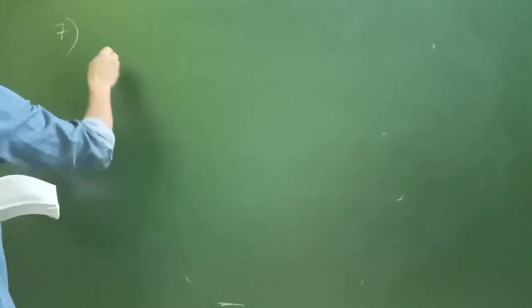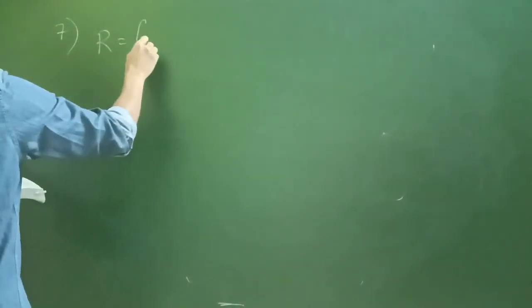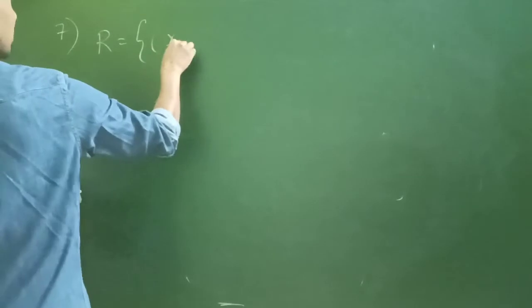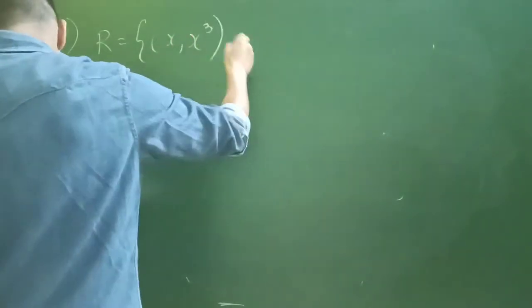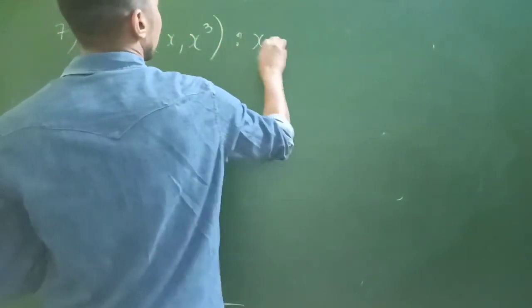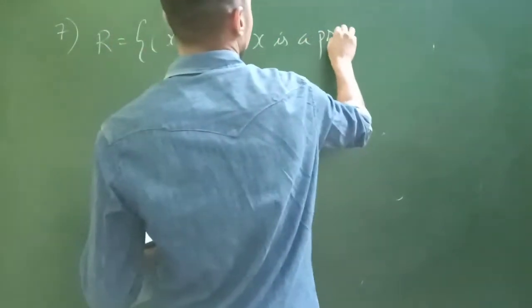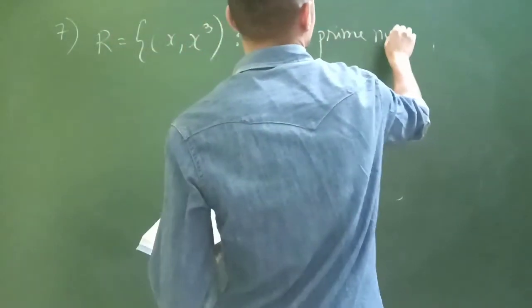Okay, the next question. We are almost coming to an end. That's okay. 7. Let's finish it. The relation R is defined such that the ordered pair is x arrow x cube, where x is a prime number.